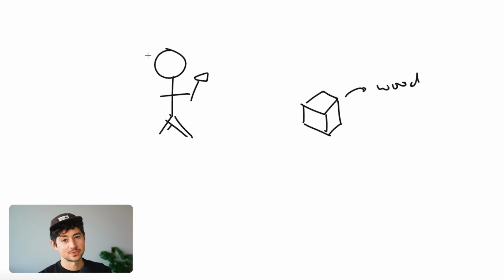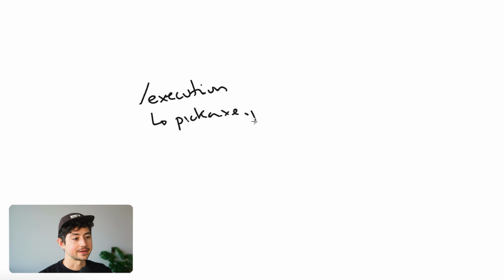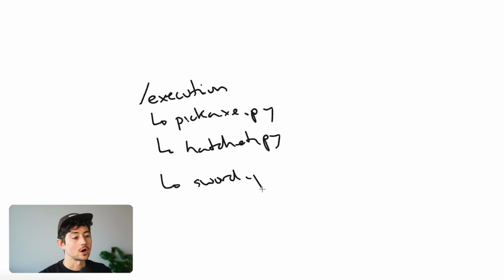But to make a long story short, I want you to think about tools kind of like a character in Minecraft. You start off with absolutely nothing in your execution folder, okay? All you do is you give high-level instructions, and then the agent will actually start making things like a pickaxe. Then it'll start making things like, I don't know, a hatchet. It'll start making things like some sort of sword or armor.